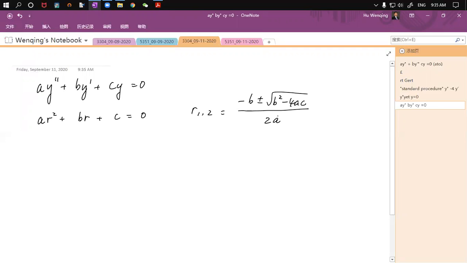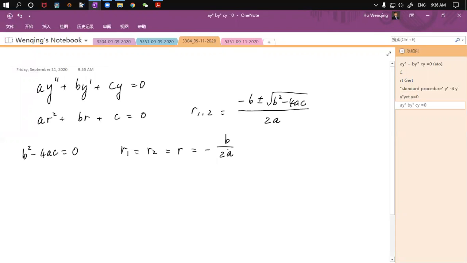As long as you have this, we're going to discuss the case when b squared minus 4ac is equal to 0. That means you're going to have r1 equal to r2, let me call it r, equal to minus b over 2a. There's only one root.